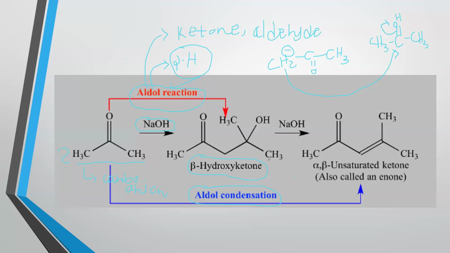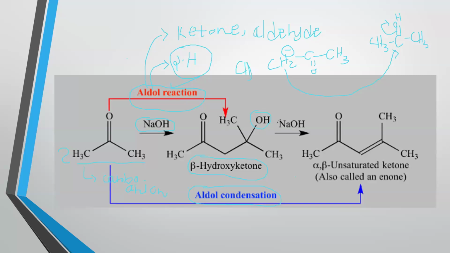Okay, so move to the next thing. Up to this step, where the OH is formed in this compound, the intermediate which contains a hydroxyl group, as I have explained the mechanism in the first step, this one is the aldol reaction.